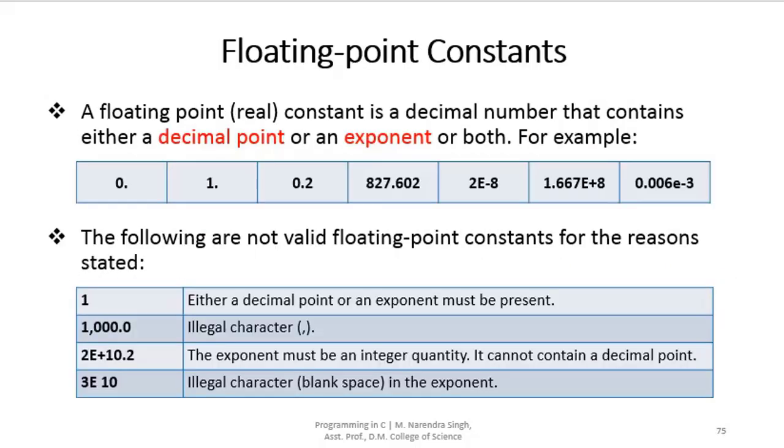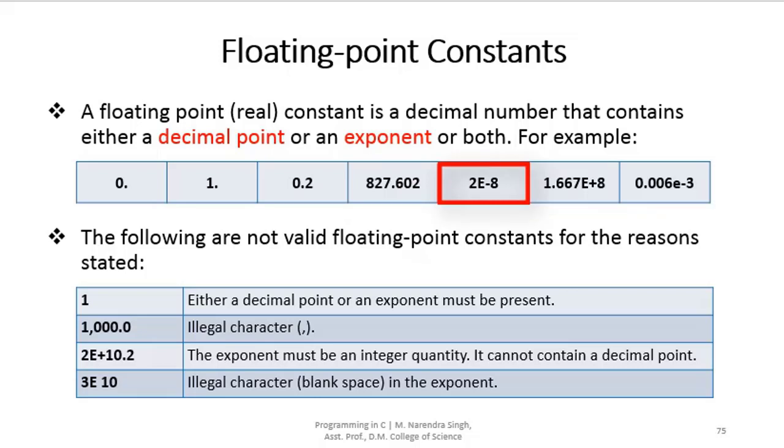Now, how to indicate that a number is a floating point constant? A floating point constant is a decimal number that contains either a decimal point or an exponent or both. For example, 0. is a floating point constant, not an integer constant, because it has a decimal point. 1. is also a floating point constant, not an integer constant, because it has a decimal point. 0.2. 827.602. The next number is 2e-8.